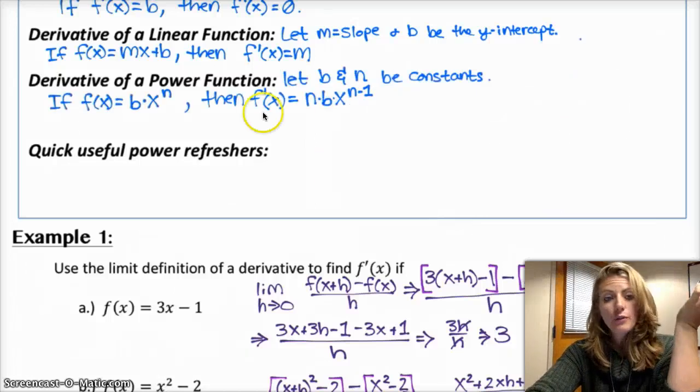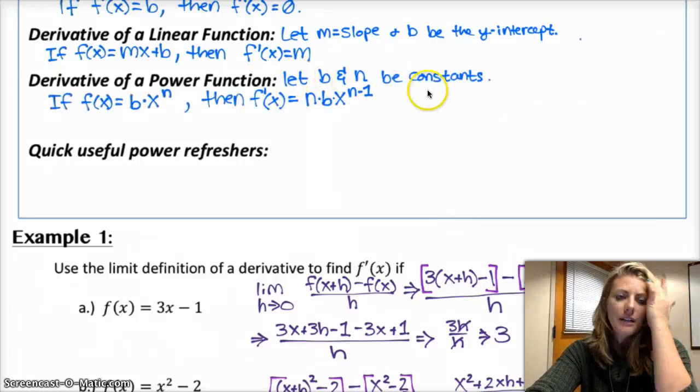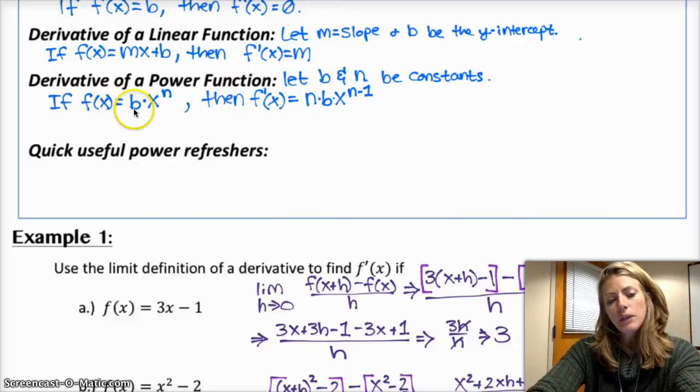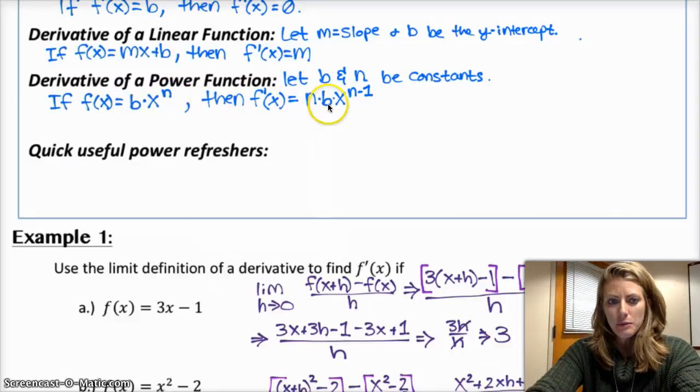All right, so here's your general form. Let b and n be constants. If f of x is b times x to the n, then f prime of x is n times b, so you take the exponent down and multiply it to the constant out front, and then you drop the exponent by 1, so that's n minus 1.